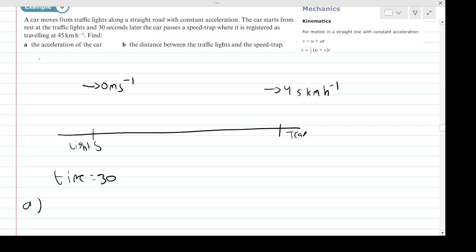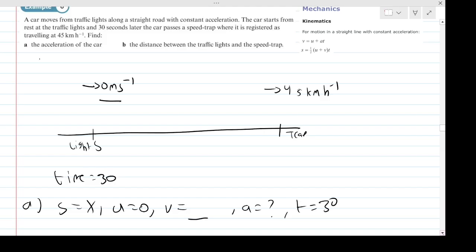Okay, so again, s for distance, displacement, we know nothing about and we don't care about it. u is 0. v, the final velocity, is 45. I'm not going to leave that there, right? Hopefully you can spot the issue. It should look quite weird at this velocity because of the units. And a, the acceleration, is what we want to work out. And t is the time of 30, okay?